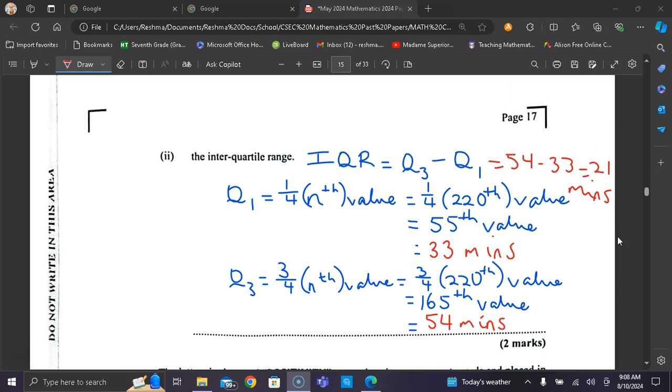Don't forget, this is continuous data, so you have to include the units. In this case, remember, it's time taken to travel, so the units for the interquartile range is in minutes.